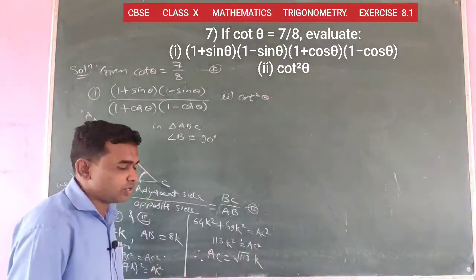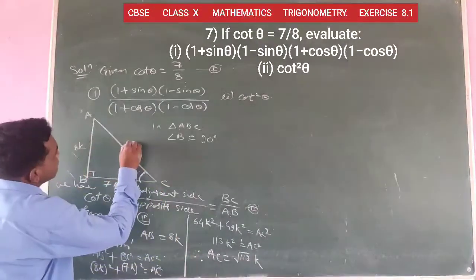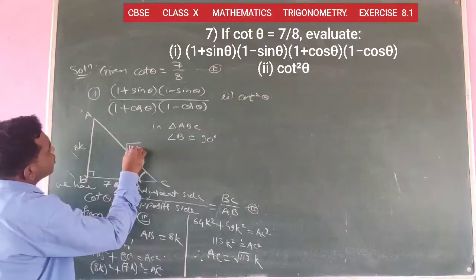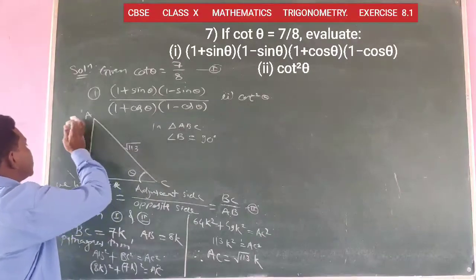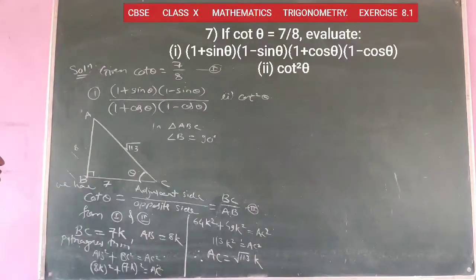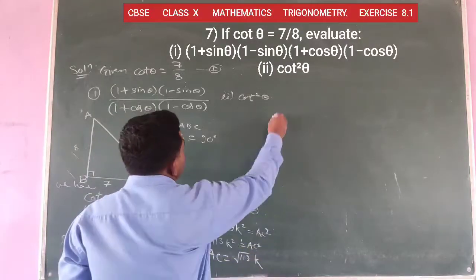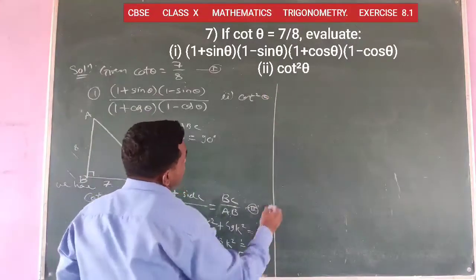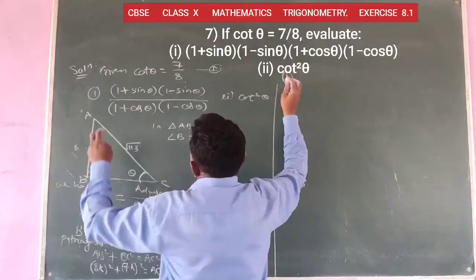K is outside the square root. That means under root of 113 into K. If we neglect the K, there is no problem. So these are the values, and after this we have to find the value of the given expressions. That is the question. So number 1, what is the value?